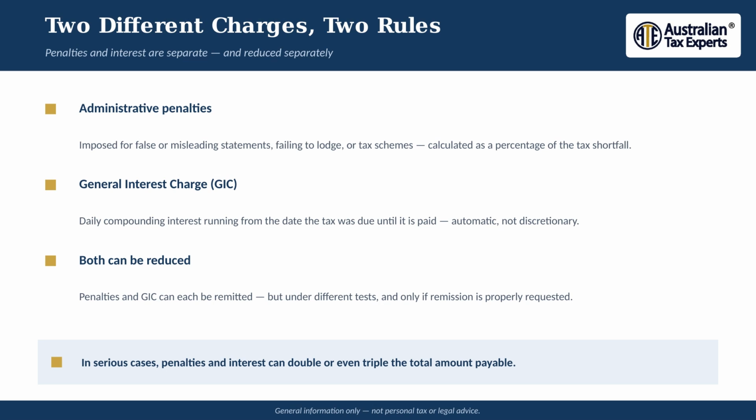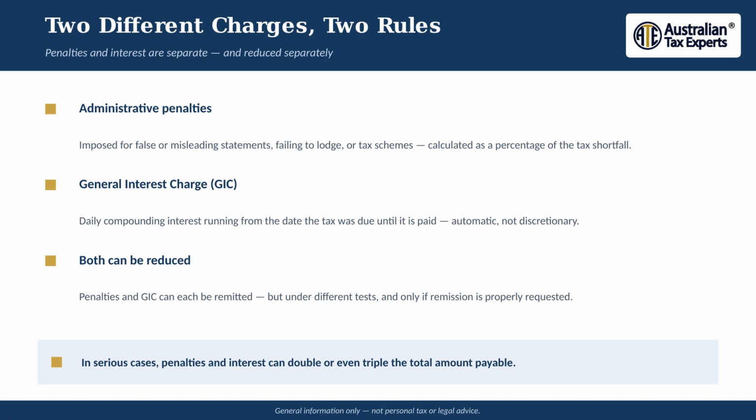First, get the anatomy right, because 2 very different charges sit on top of the tax. Administrative penalties are imposed for conduct, a false or misleading statement, a failure to lodge, or entering into a tax scheme. They are calculated as a percentage of the shortfall, the difference between what you paid and what the ATO says you should have paid.